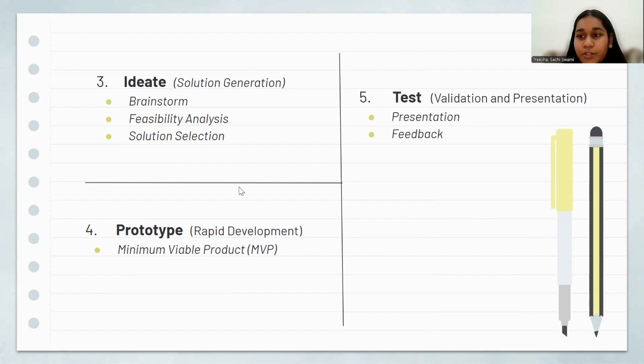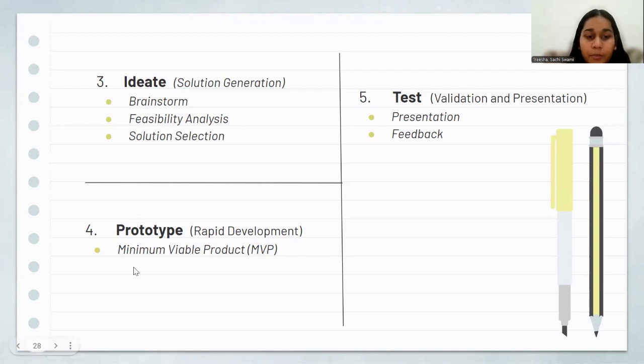Ideate is where you brainstorm a lot of ideas, and it is basically where your brain is in a full-on brainstorming mode. And this is very important since it's a creative process. And after that, you evaluate your solutions according to the time and the resources that are available. This is very important. And finally, you select your solution. Select the most promising solution.